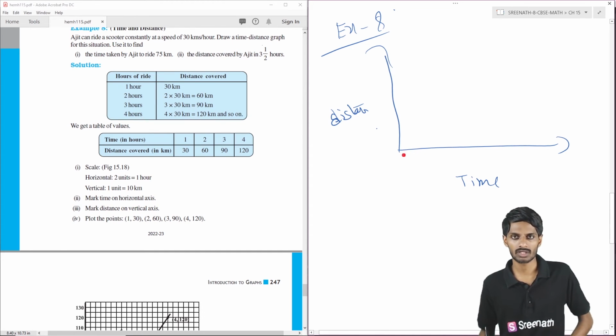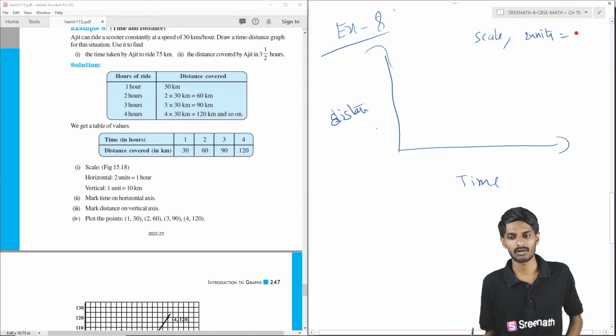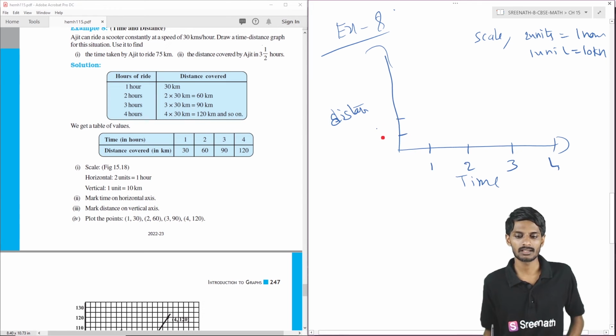First we have to draw a graph, which means take horizontal and vertical axes, and take a scale, students. Here we take 2 units equal to 1 hour on the x-axis, and 1 unit equal to 10 kilometers on the y-axis. So 2 units is 1 hour, 2 hours, 3 hours, 4 hours, and 1 unit is 10 kilometers, 20 kilometers, 30 kilometers, 40 kilometers, like that, students.